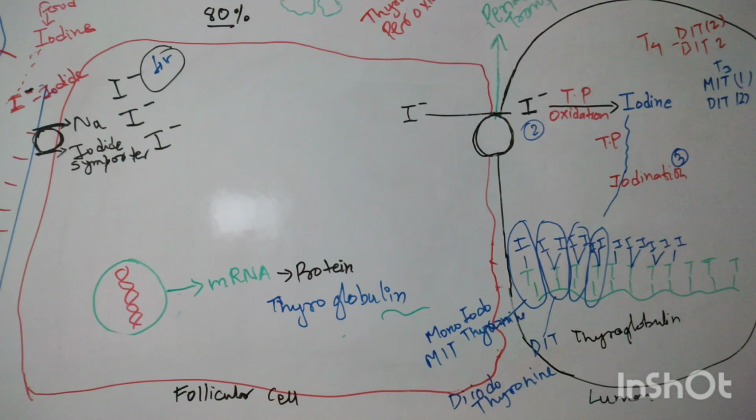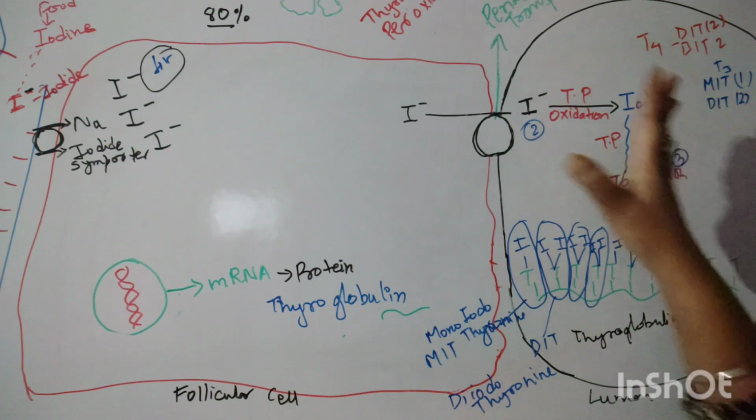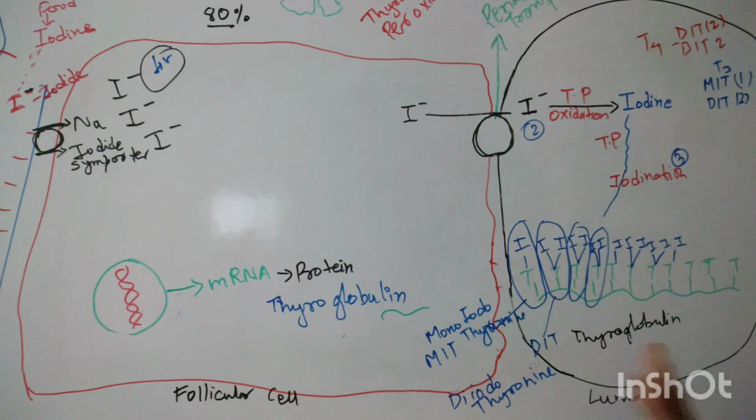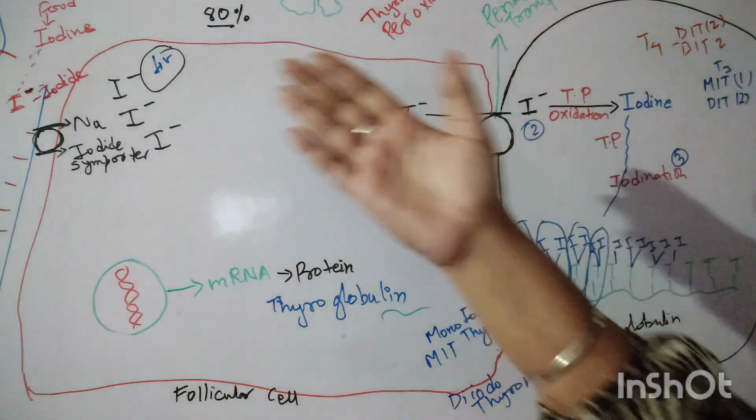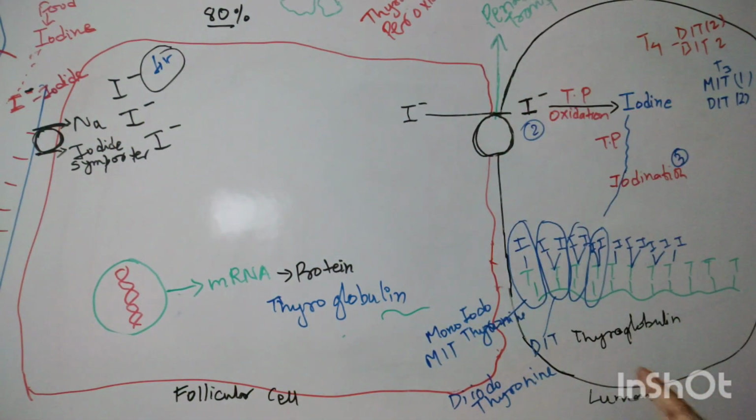So now T3 and T4 are produced inside the lumen. It is formed, produced, and stored here. Whenever the body needs T3, T4, it will release them into the circulation. How will it go to the circulation? By the same process of endocytosis.